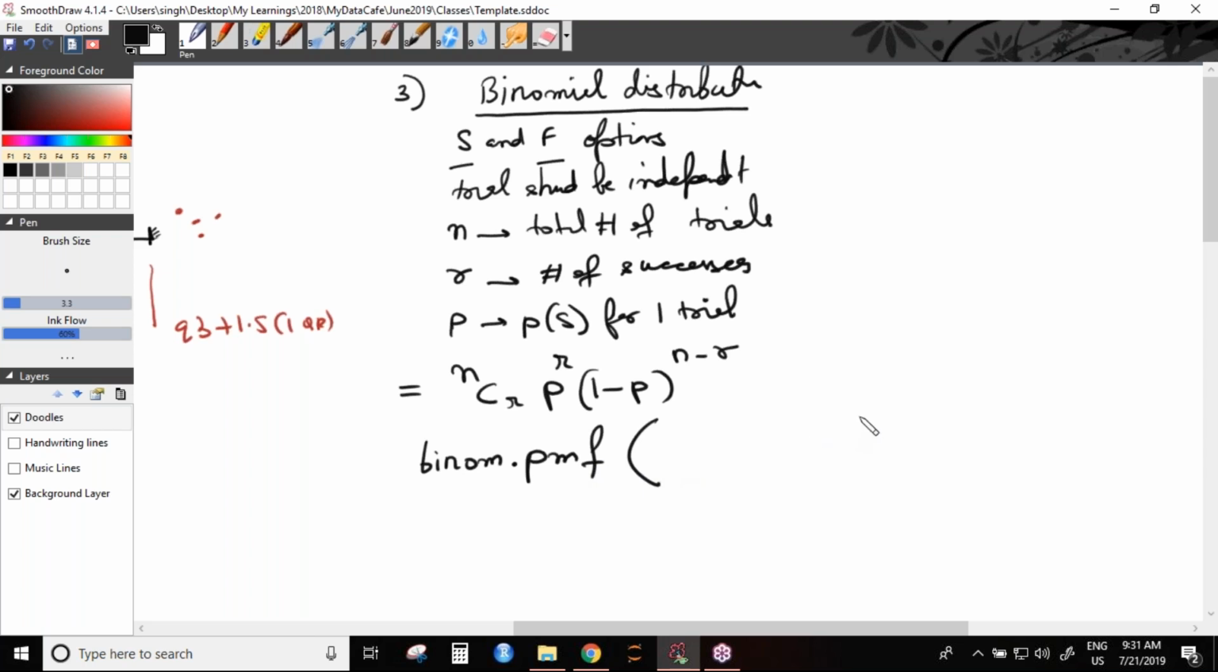And what was the first input? So it will take 3 inputs. What was the first input? Yes, it was R. Next was N, and then it was P. So you give these 3 inputs and it will give you the probability of R successes in N trials. Okay, this is what it will give you.